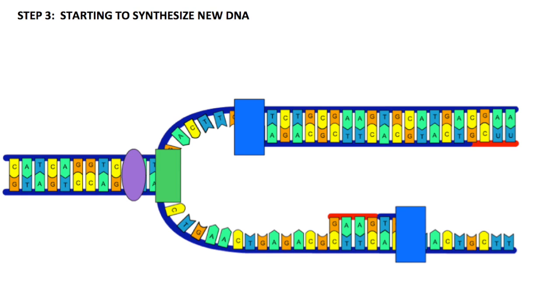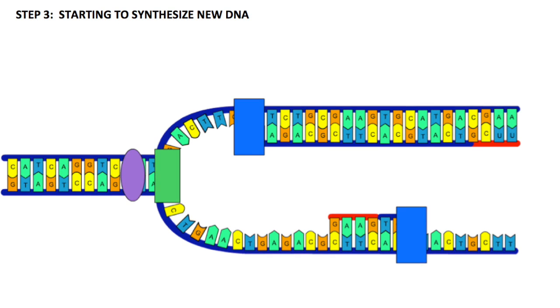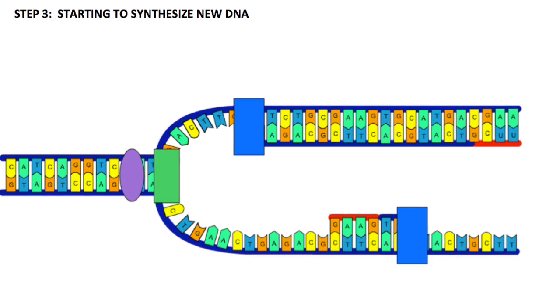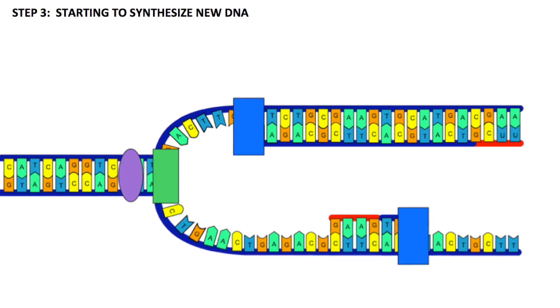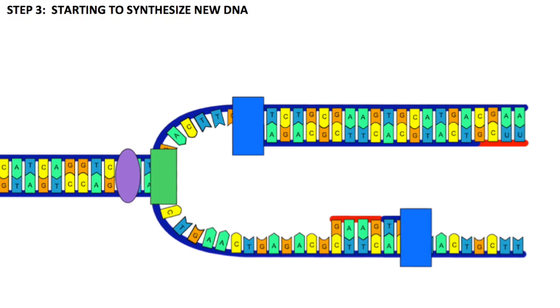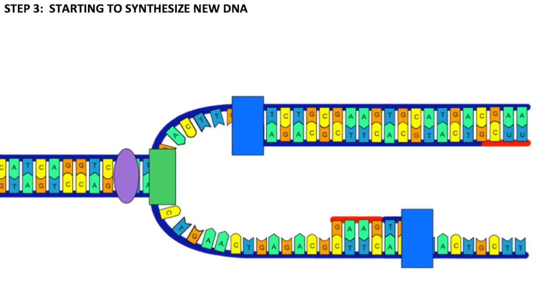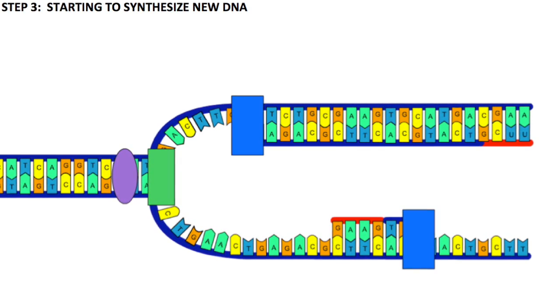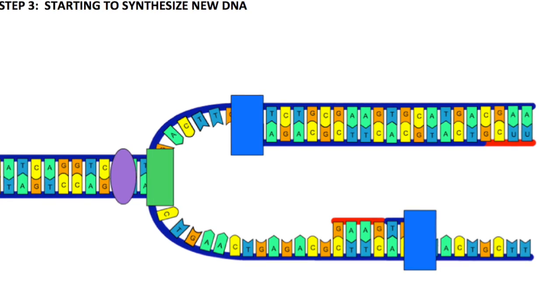Step 3, starting to synthesize new DNA. After primase creates an RNA primer, the enzyme called DNA polymerase binds to the primer and will make a new strand of DNA on the leading strand. DNA polymerase can only move in a 5' to 3' order on the leading strand.